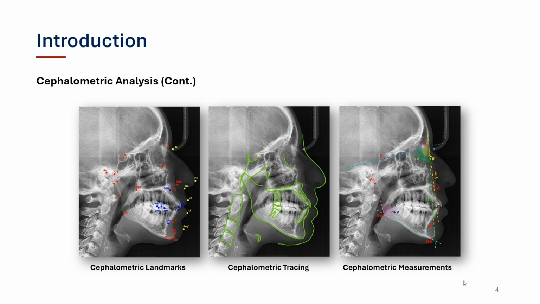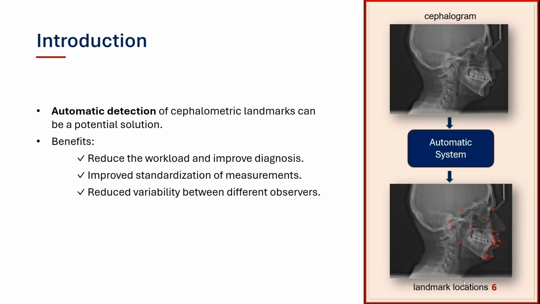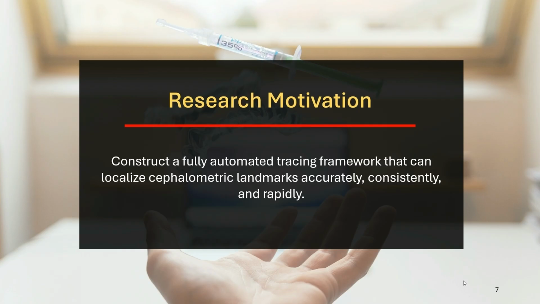As we can see, the most vital part of this process is landmark detection, which traditionally is done manually, which has a few limitations. Yes, it is time consuming, complex, and open to both intra and inter observer variability. This problem, however, could be solved if we automate this process. That is, develop an automatic system that will take the cephalogram as the input and give the landmark locations as the output. Therefore, the motivation behind this research is to construct a fully automated tracing framework that can localize cephalometric landmarks accurately, consistently, and rapidly.